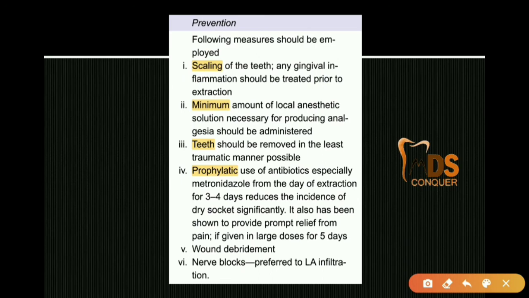How to prevent this? Scaling of the teeth should be done prior to the extraction, and a minimum amount of local anesthetic should be administered. Teeth should be removed in the least traumatic manner, and prophylactic antibiotics like metronidazole 3 to 4 days before will reduce the incidence of dry socket. After the extraction, wound debridement should be done, and it is better to prefer nerve blocks over local anesthetic infiltration. So these are the preventive methods.